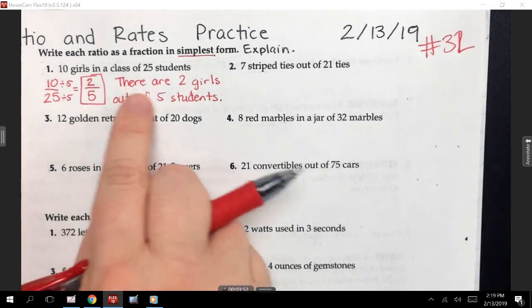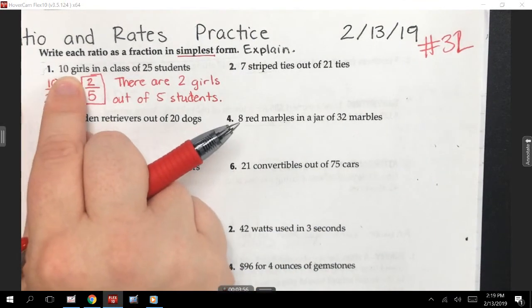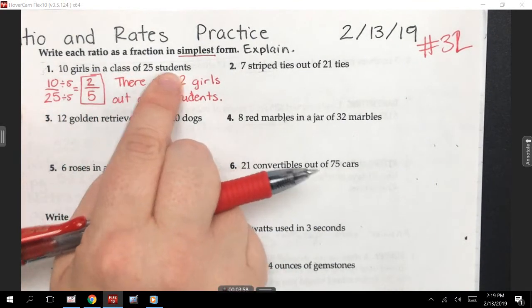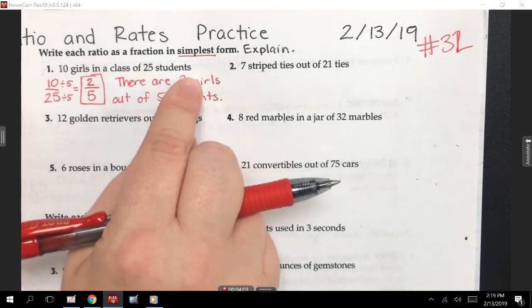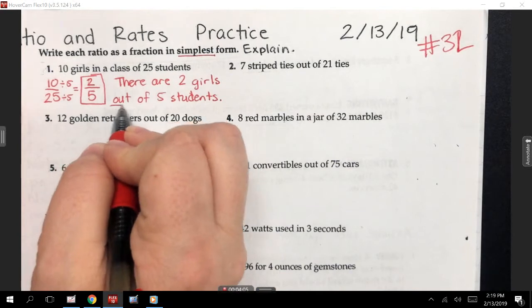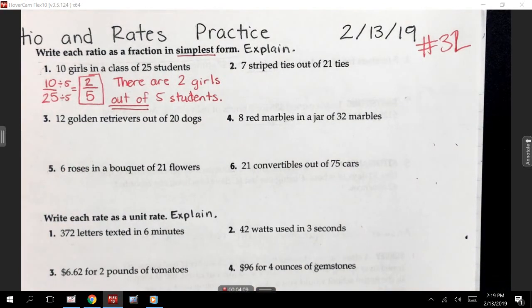All right. It says there are 2 girls out of 5 students. Because, guys, look at the sentence. It says 10 girls in a class of 25. If the 10 girls are in the class, can I take the 10 girls out of the class? So we're wanting to make sure we're using out of. This is not what we're going to use for every. If you can take them out of the group, it's out of.